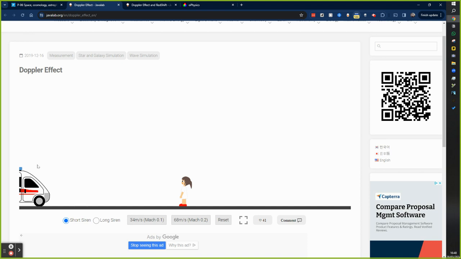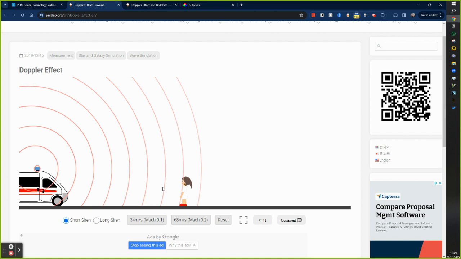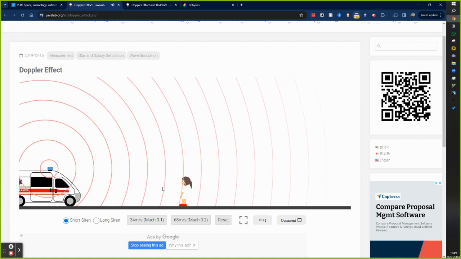Got this siren, this person listening to an ambulance coming towards them, and we'll see waves coming from the ambulance, and the person won't hear anything until the wave reaches their ears, and we'll also hear how it changes as the ambulance comes towards and goes away from them. So it doesn't hear anything yet, and then now can hear some.